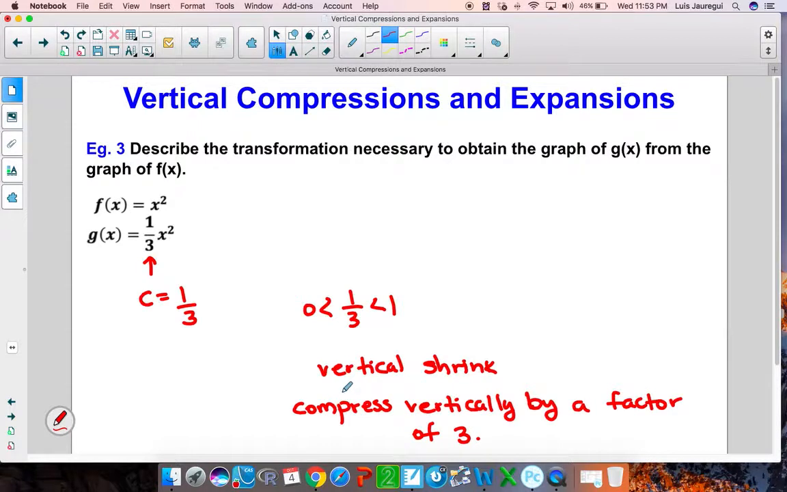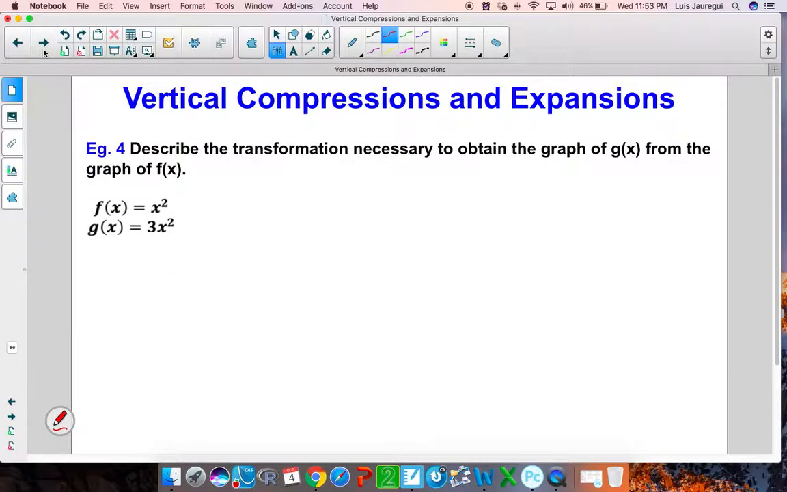Let's see one more example here. Lastly, example 4. Describe the transformation necessary to obtain the graph of g of x from the graph of f of x. Again, f of x is x squared. G of x in this case happens to be 3x squared. Let's identify our constant here. C is equal to 3, which is greater than 1. So we have a vertical stretch. But in the context of vertical compressions and expansions, this will be an expansion.